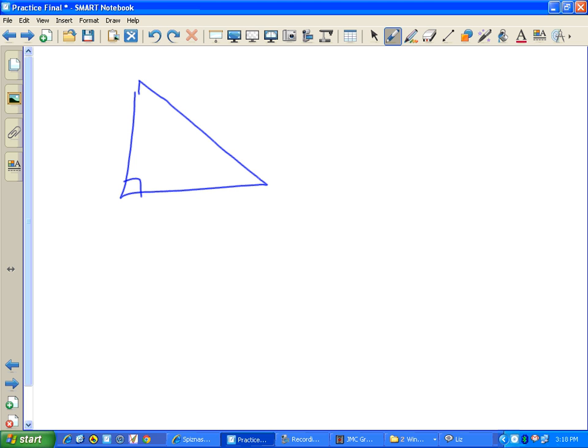Okay, so we got a big right triangle here, ABC, and we've got these perpendicular bisectors coming in here. Okay, because E is a circumcenter, that means these are perpendicular bisectors, so I can mark these as congruent.